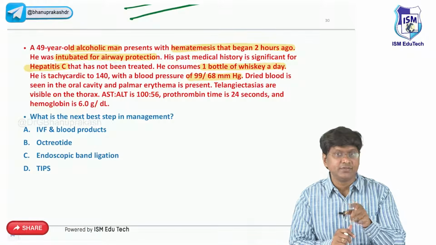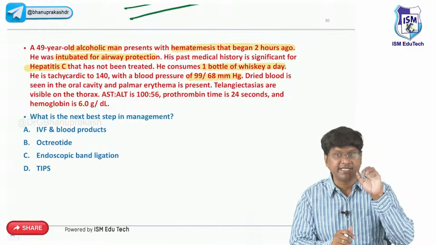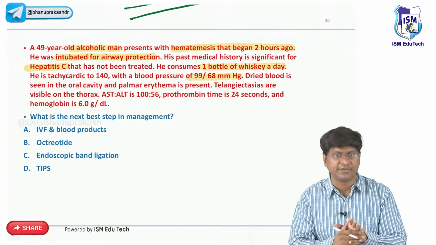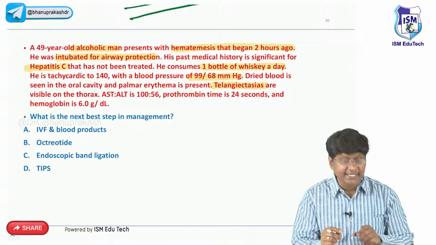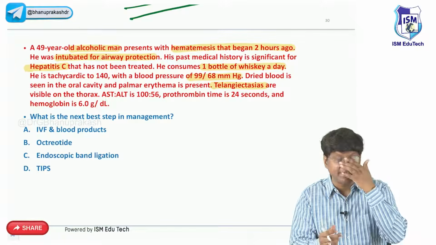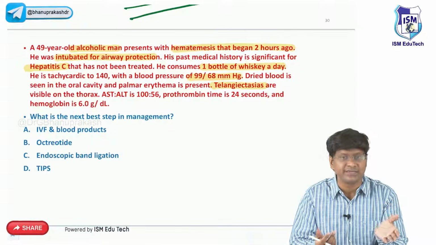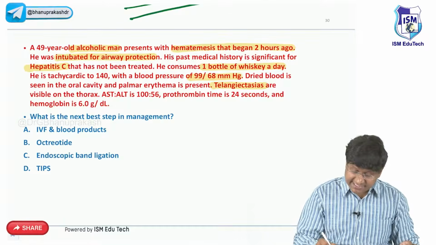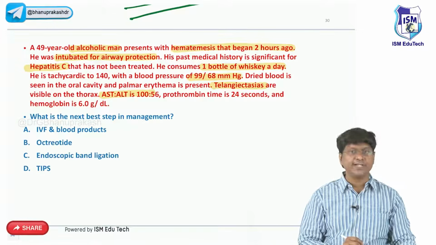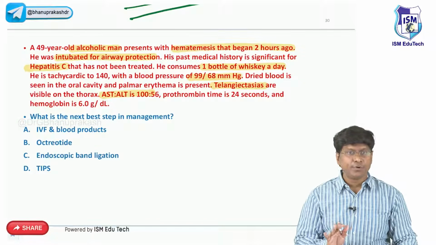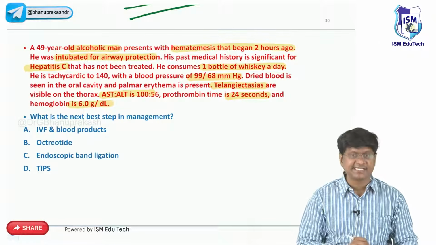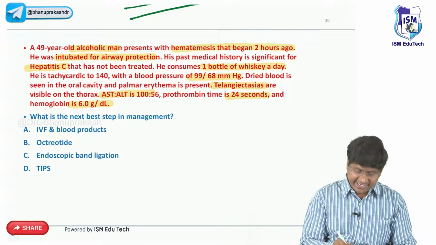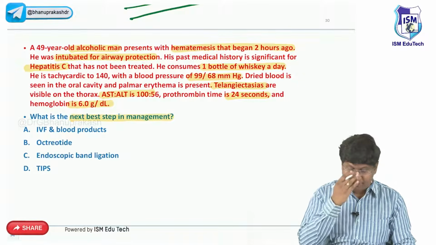Dried blood is seen in the oral cavity and palmar erythema is present, which is all suggestive of liver cell failure. Telangiectasia are seen over the thorax, which are nothing but spider nevi. That is due to increase in estrogen level in cirrhosis of liver. AST and ALT show 100 and 56, elevated. Prothrombin time is 24, that is also elevated. Hemoglobin 6 grams per deciliter. What is the next best step in the management of this patient?